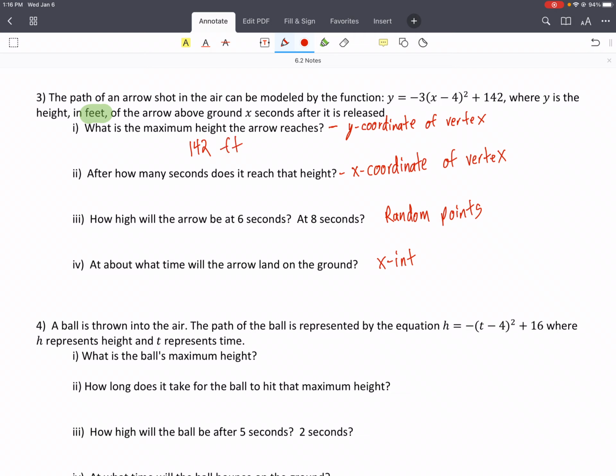How many seconds does it reach that height? So our x is 4, so it's going to be 4, and then our unit again was seconds.